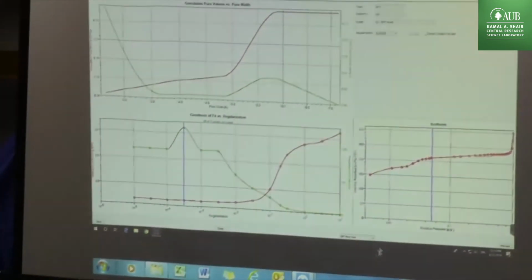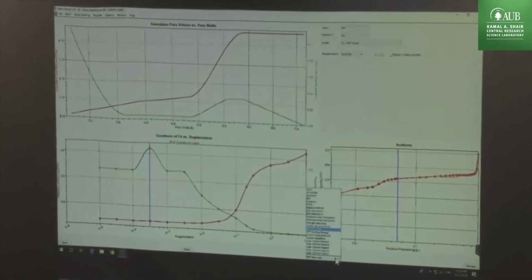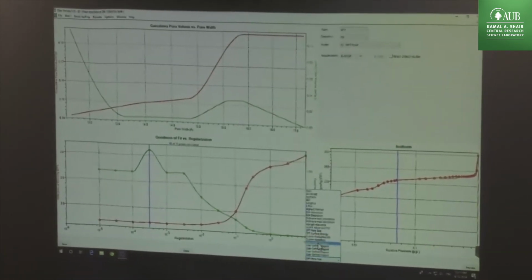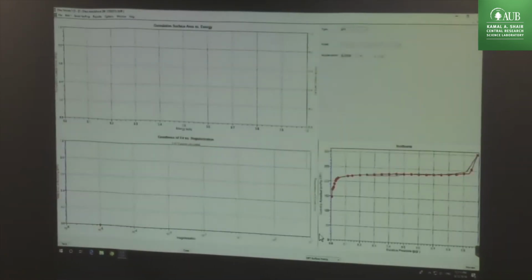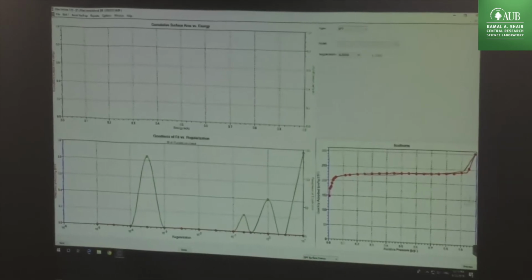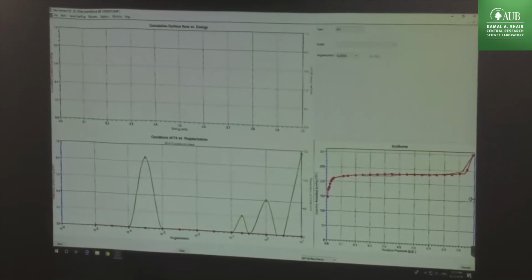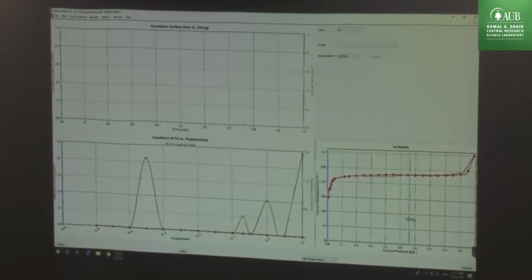Any more questions on this? Okay, let's see here the density, energy. Again here we can have the energy also. That's the heat of adsorption.